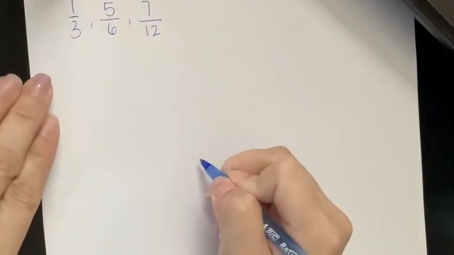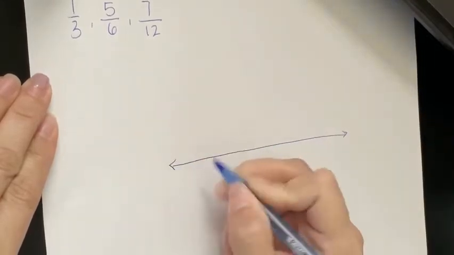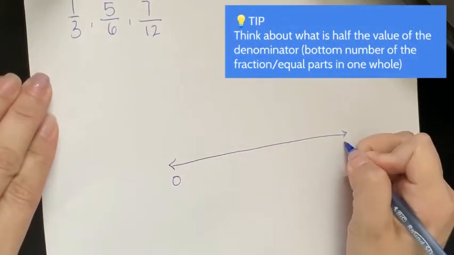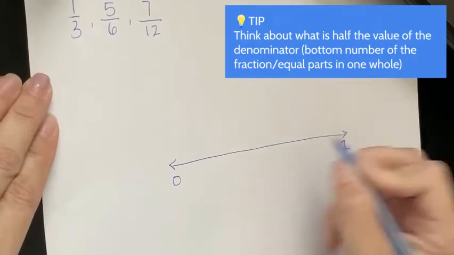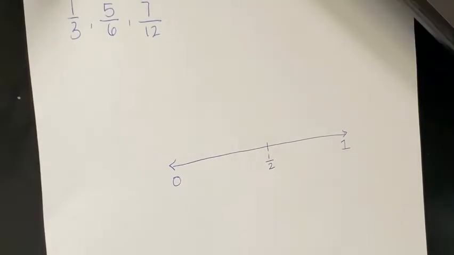All right, everyone, so here's what we're gonna do. We're going to draw a number line, and our endpoints are going to be 0, 1, and our midpoint's going to be 1/2. So when you're thinking about comparing fractions, you always want to think about these benchmark points, and you're trying to think about how they relate to them.